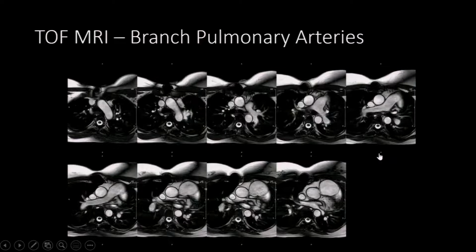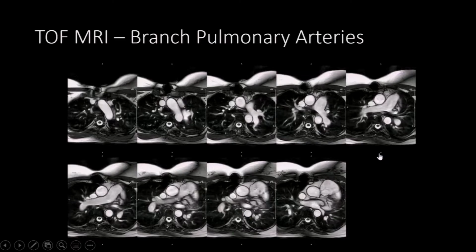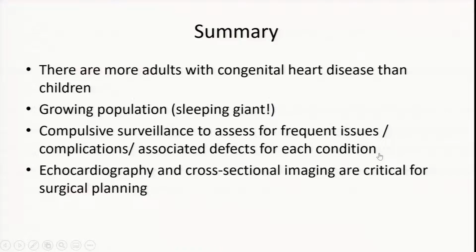And it's very important both by echo and MRI to look at the branch pulmonary arteries, because these patients can have pulmonary artery branch stenosis. So we do special sequences and special echocardiographic images to assess for this and look for gradients and velocity, especially in patients with elevated RV systolic pressure.